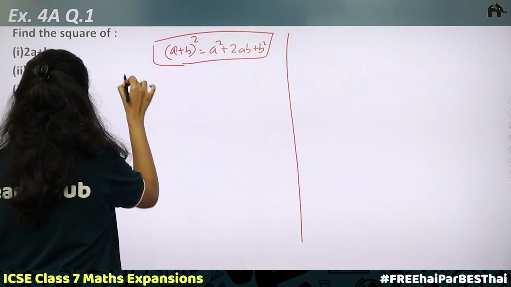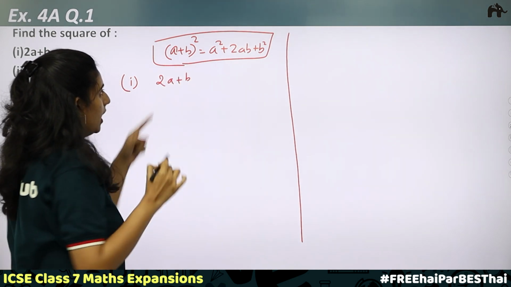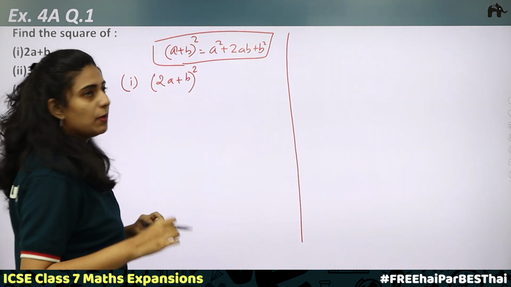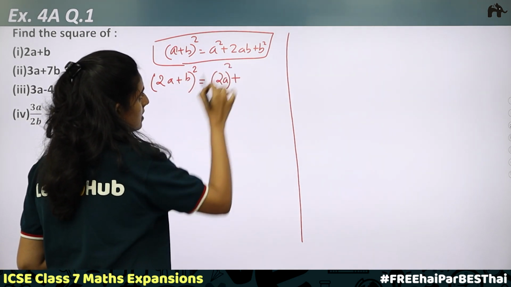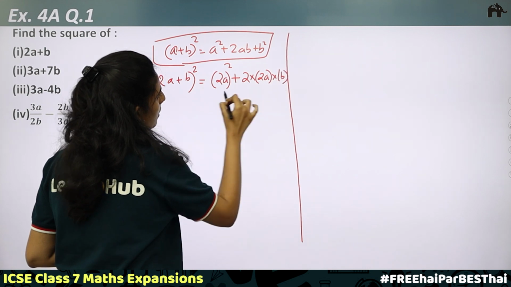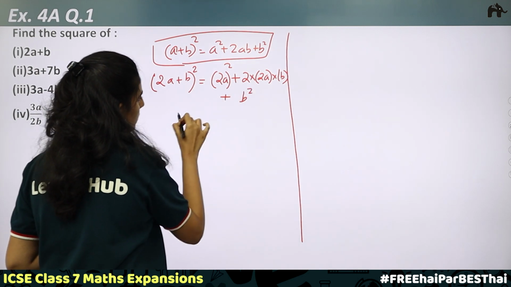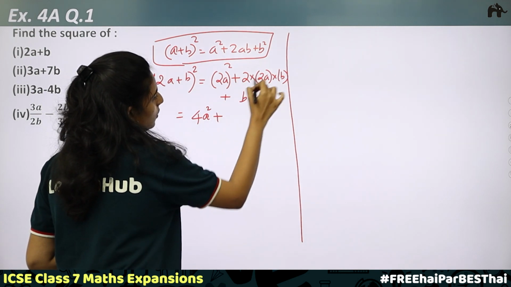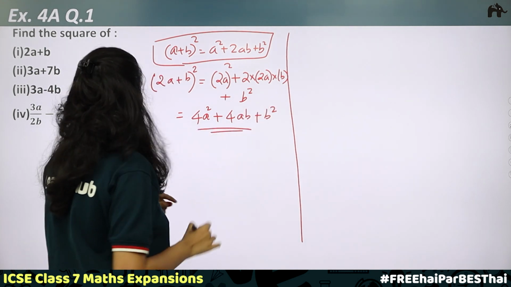So, the first question, it is 2a plus b. So, here in place of a, we have 2a, and in place of b, it is b. Okay. So, this will be equal to square of 2a plus b whole square will be equal to 2a square plus 2ab, 2 into 2a into b, plus b square. In place of b, we have b here. Okay, so that is b square equal to 2 square 4 a square plus 2 into 2 4 ab plus b square.